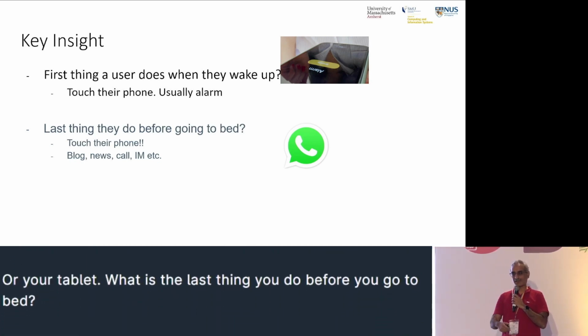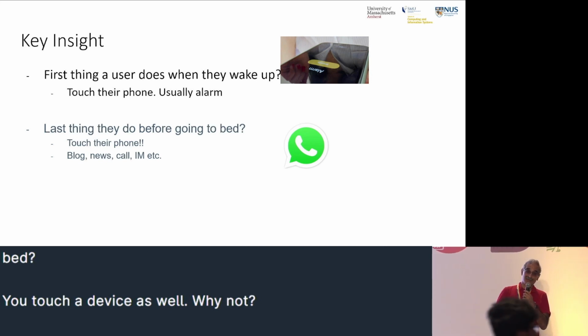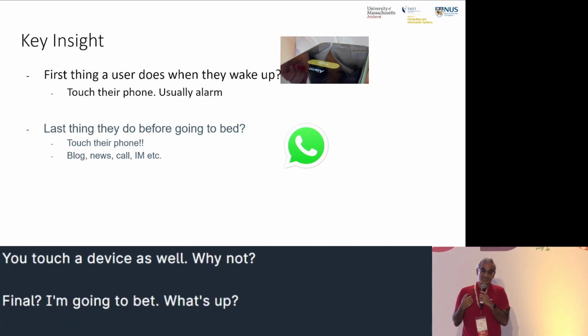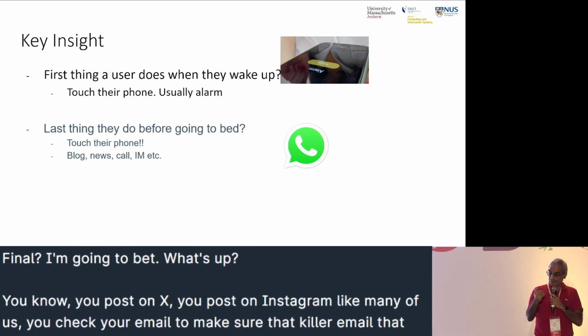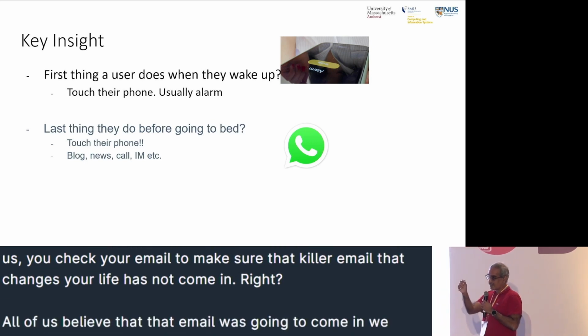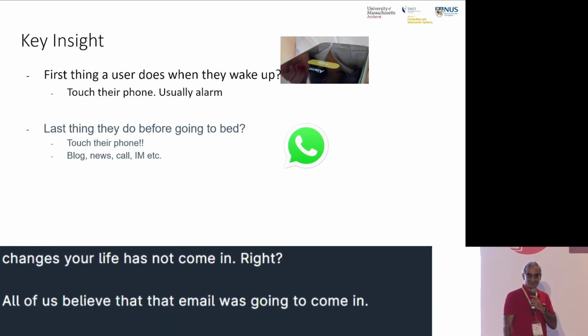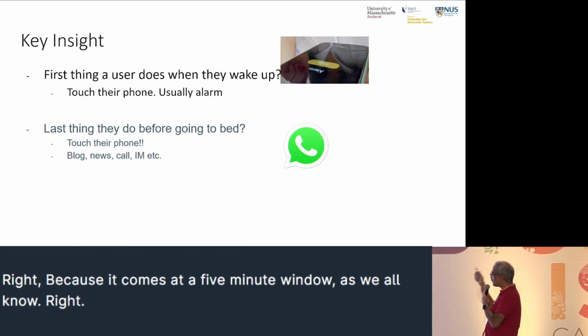Why? Finally, I'm going to bed. WhatsApp. You post on X, you post on Instagram. Like many of us, you check your email to make sure that killer email that changes your life has not come in, right? All of us believe that that email was going to come in. We have to check, otherwise we might miss it, right? Because it comes in a 5-minute window, as we all know, right? If you don't read it within the 5 minutes, it goes away. Right, so what do you do then?